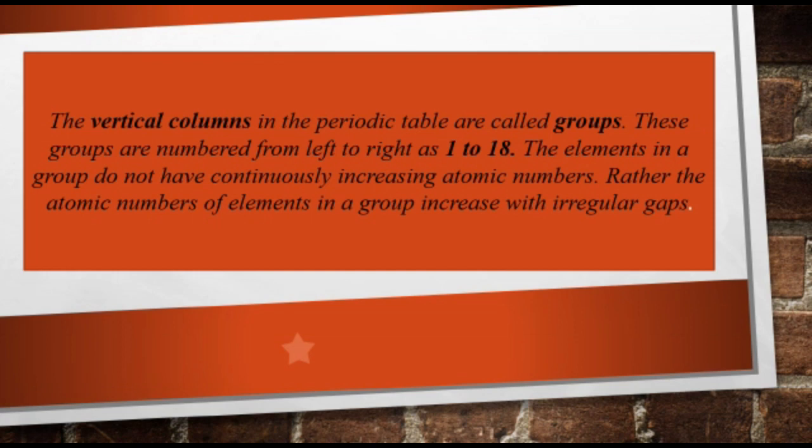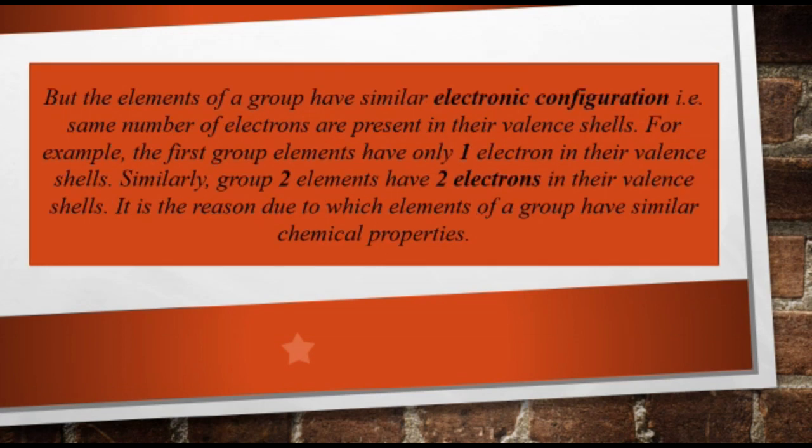These groups are numbered from left to right, 1 to 18. The elements in the groups do not have continuously increasing atomic number. Here atomic number does not continuously increase, whereas within periods the atomic number continuously increases. That's why within groups the properties remain the same, and within periods, because the atomic number continuously changes, that is why the properties continuously change. Rather, the atomic number of elements in a group increases with irregular gaps. But the elements of a group have similar electronic configuration, as we have discussed in the previous slide.